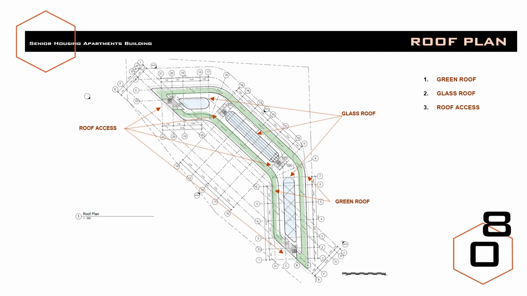This is the roof plan slide. We have the green roof, involving the whole building. And we have the 4 roof sections, each one with a glass roof. The glass roof allows safe maintenance and monitoring. And the glass roof provides natural lighting to reduce electricity consumption.